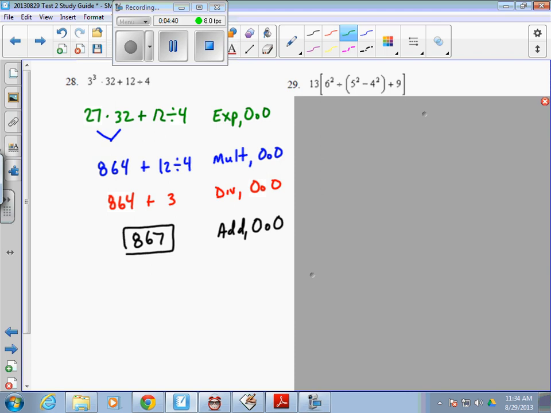The rule you used on that one is because you divided, because of order of operations. And finally, the last step, 864 plus 3 is 867. That's adding because of order of operations.